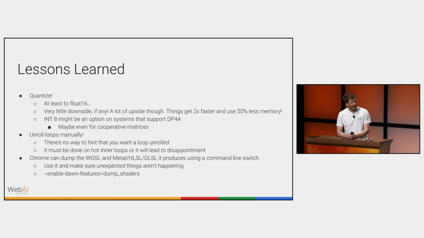And one final and interesting thing is Chrome can dump the WGSL and HLSL and MSL that it produces via a command line switch. So when you include the command line switch that's on the slide here, when you actually compile a WebGPU shader, it will dump out the WGSL that was given to it, and also the MSL or HLSL that it produced when it does the transpilation to those languages.